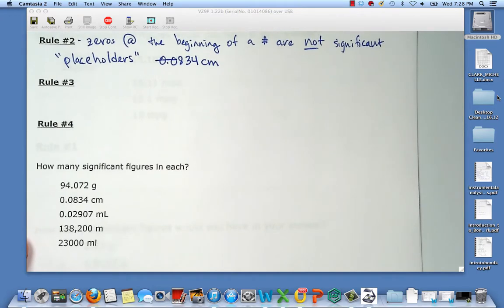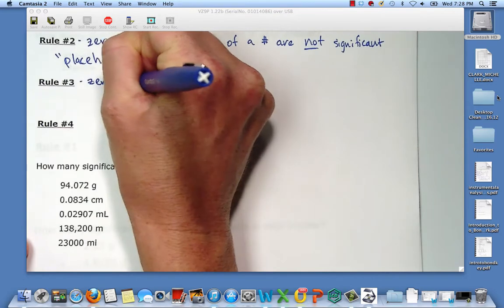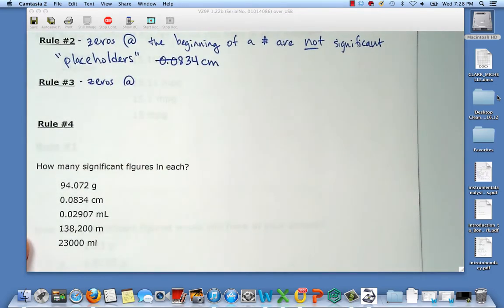All right, rule number 3. Zeros at the end of a number after the decimal point are significant.